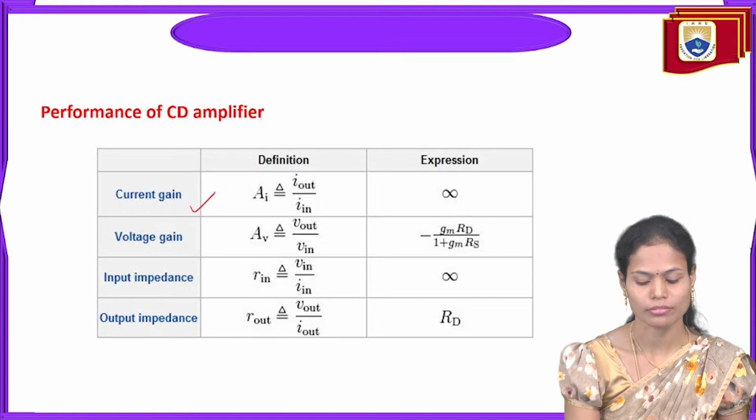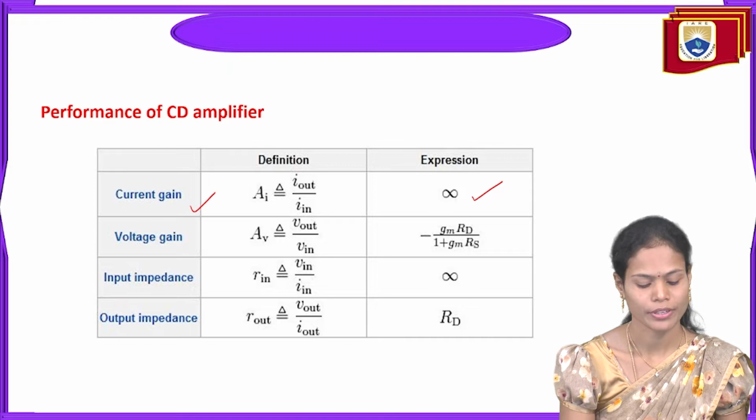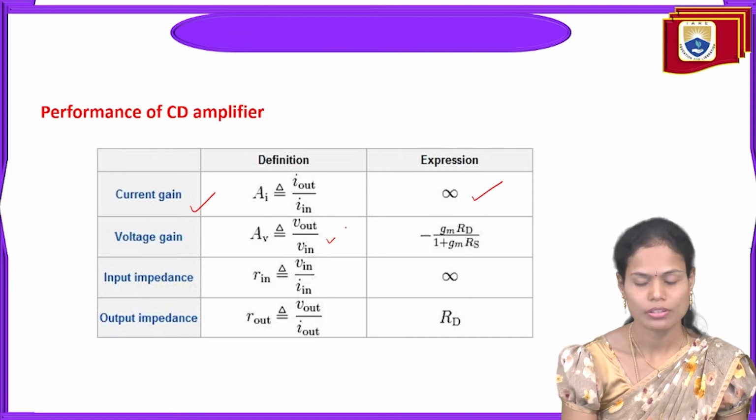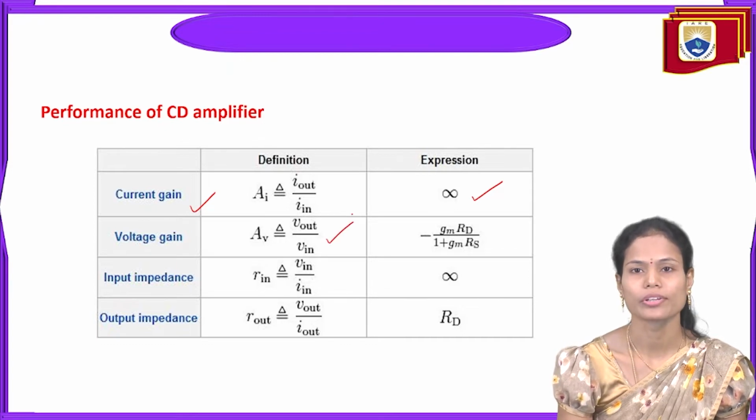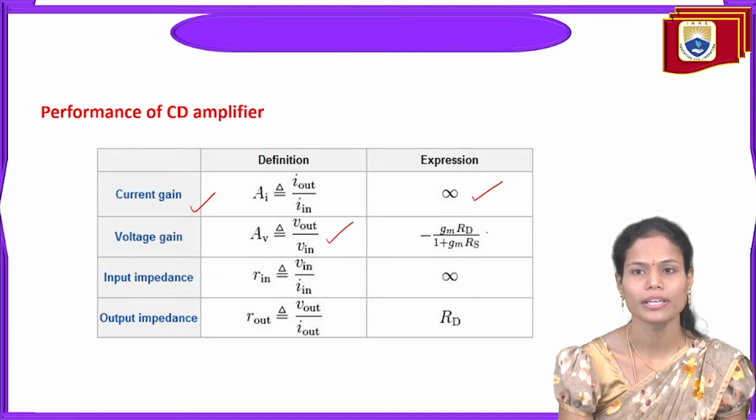The current gain formula is the ratio of output current to input current. In the ideal case, we will get it as infinity, but in the practical case, we will get a large value. The voltage gain is also a ratio of output voltage to input voltage. That is minus gm RD by 1 plus gm RS, where gm is the transconductance, RD is the drain resistance and RS is the source resistance.